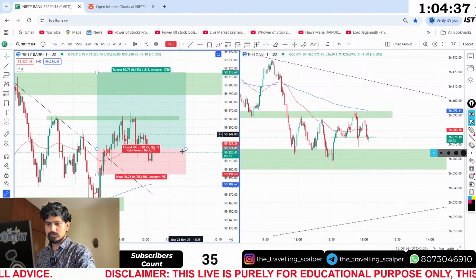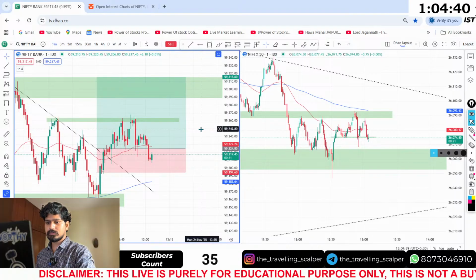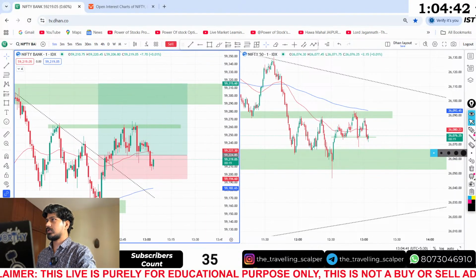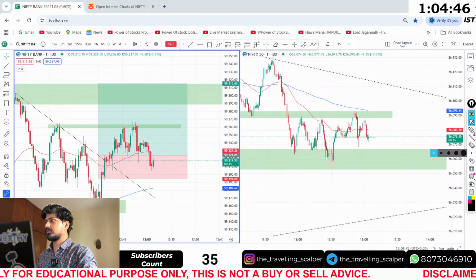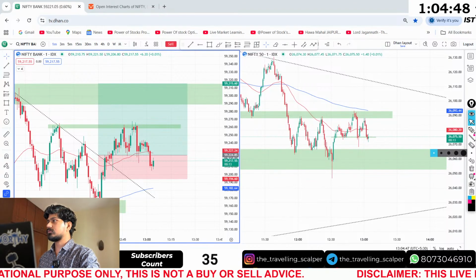Okay, if at least one small 2-3 green candles come, I'll get some confidence that it might go till target. Otherwise, done, it's all done. Stop loss is for sure.